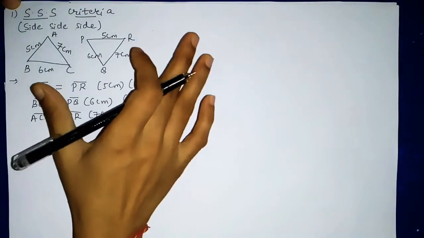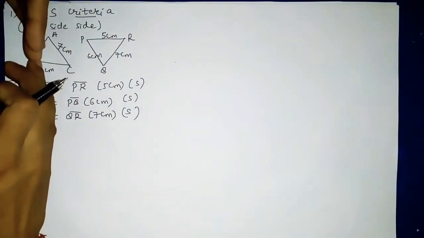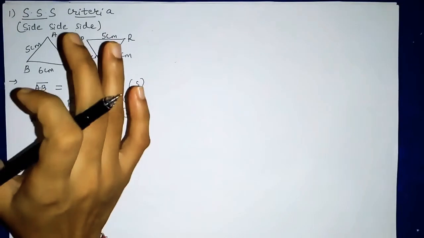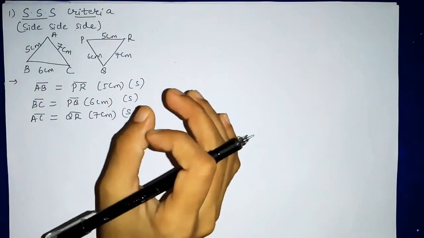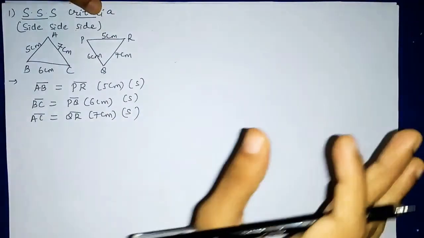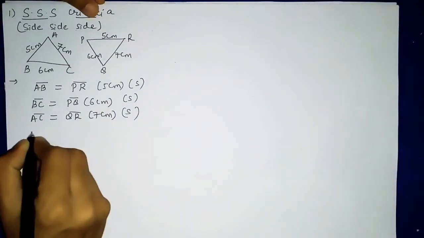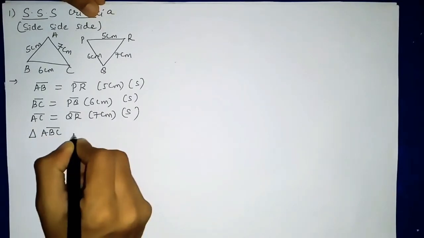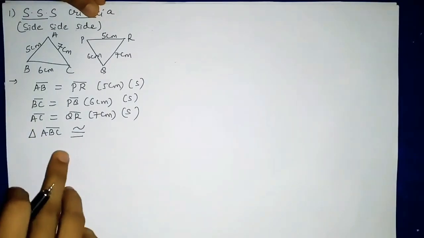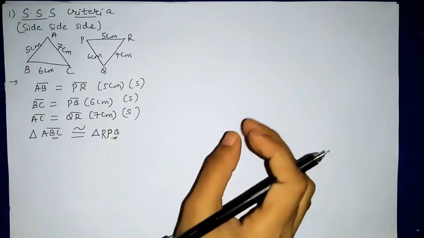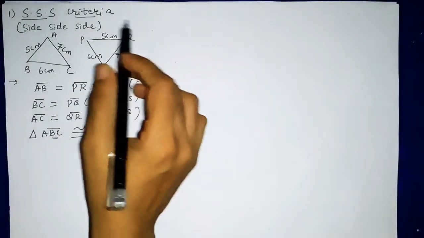So this is the first criteria that इस triangle के 3 sides और इस triangle के 3 sides they should be equal, they should be same. Then we can say that they are congruent. अगर 3 में से एक भी side equal नहीं है then they cannot be congruent. So the final statement we will write like this: triangle ABC is congruent, this is the symbol of congruent, to triangle RPQ.